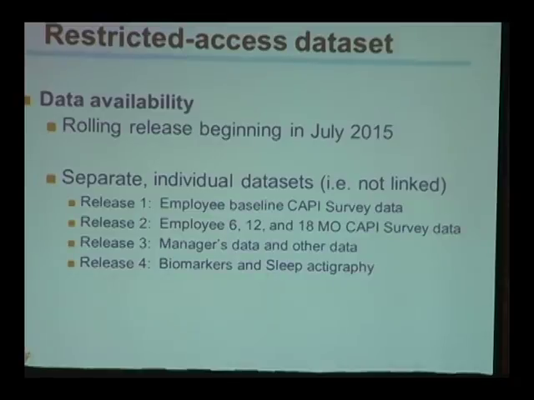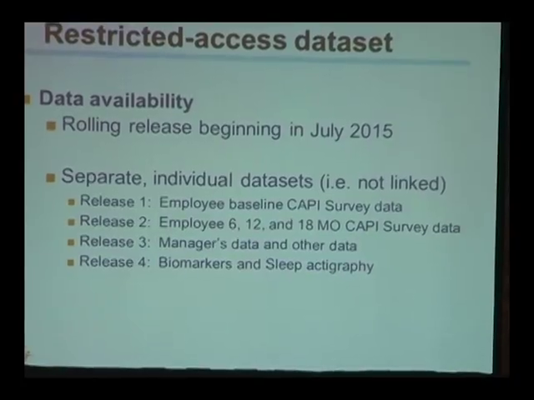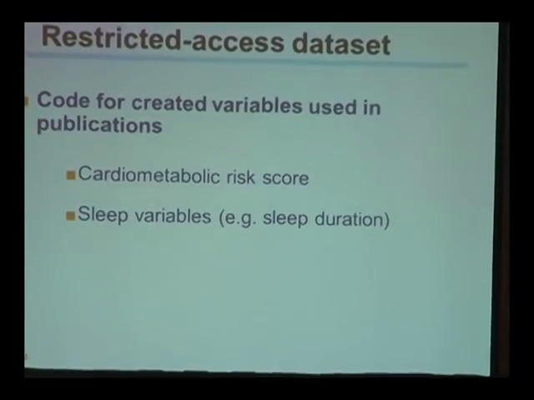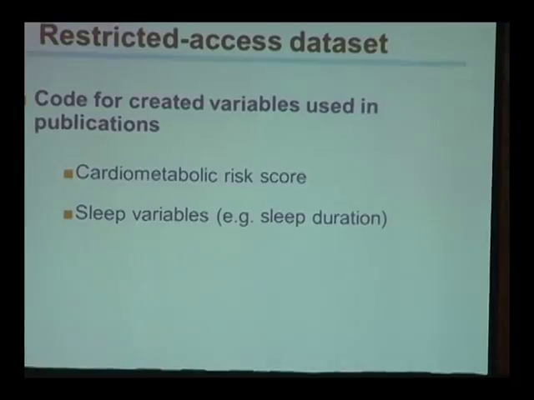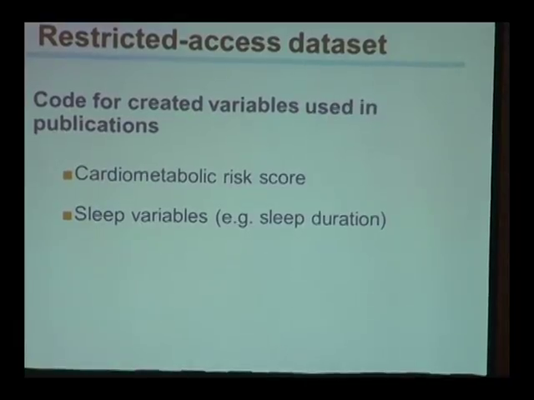Afterwards, we plan on doing our second release of data with the 6, 12, and 18-month survey data. And more detailed managers data, as well as the child diaries and the cortisol sampling, will be in our third release, followed by our fourth release of biomarkers and sleep actigraphy. We'll also be providing the code for all the created variables used in our publications, such as the cardiometabolic risk score and the sleep variables, and that will be provided in our fourth wave of release.